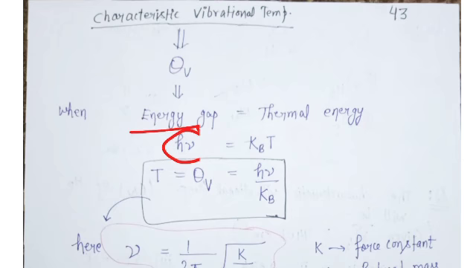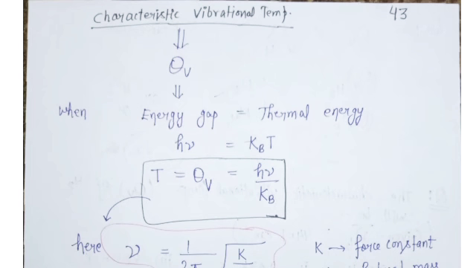By doing some simple mathematics, we reach the final expression: theta v equals h nu upon k B. Now this nu is the frequency. In the vibrational context, this frequency is the frequency of the oscillation between the atoms.